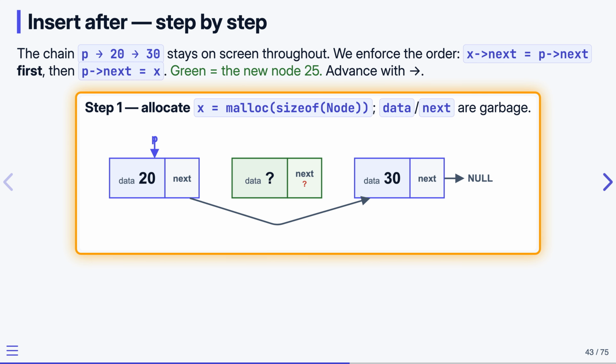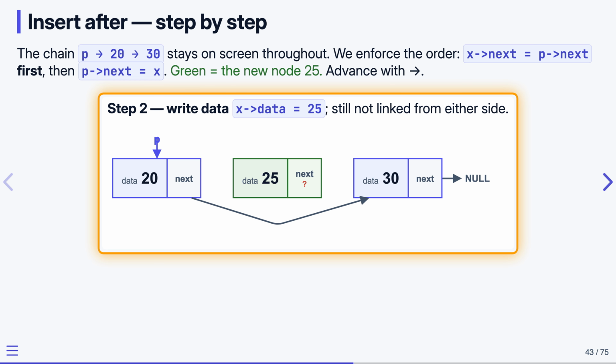Let's splice a node in after P, one change at a time. The chain P to 20 to 30 stays on screen the whole way. Step 1, allocate. We malloc a raw node. Its data and next are garbage for now. Step 2, write the data. We set X->data to 25. The node now holds its value. It is still not linked from either side.